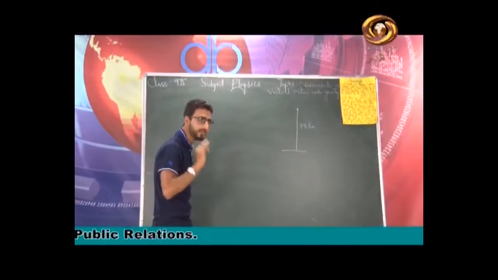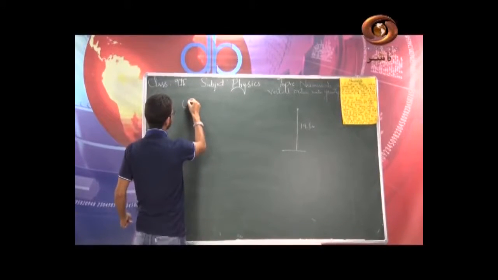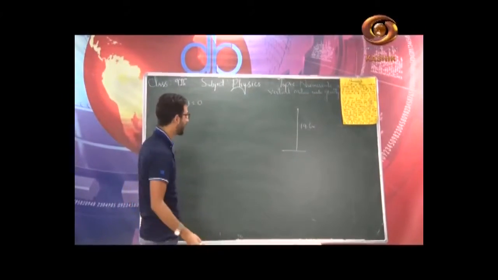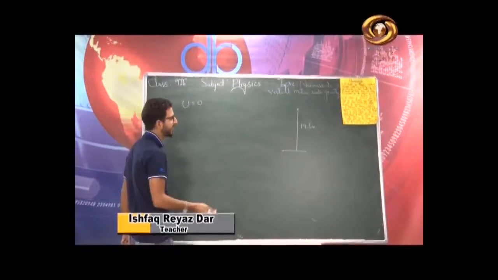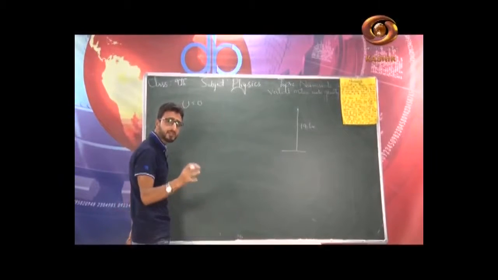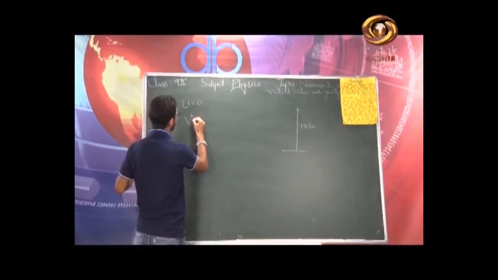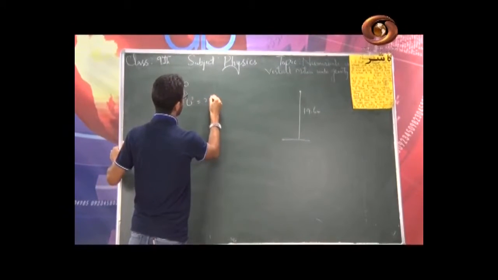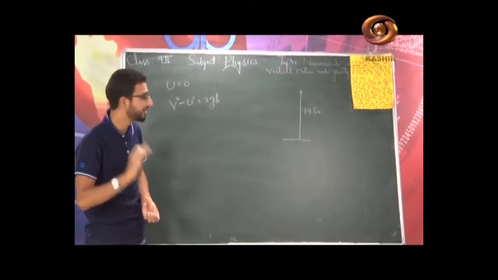Okay, now see, since the body is just released, what will be the initial velocity? Okay, it will be equal to 0, right? Now height is given, it is 19.6 meter. We have to calculate the final velocity with which it strikes the ground. As per the relation we know, v square minus u square is equal to 2gh. Now, hope you have understood this.